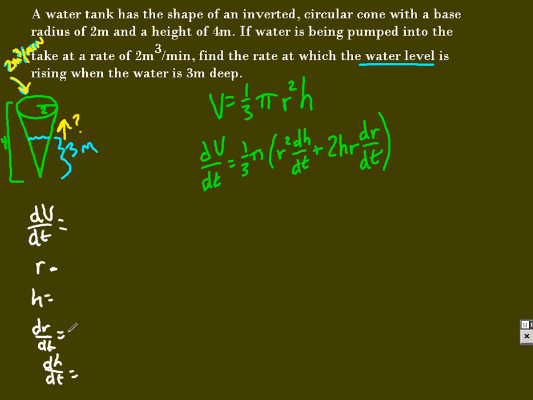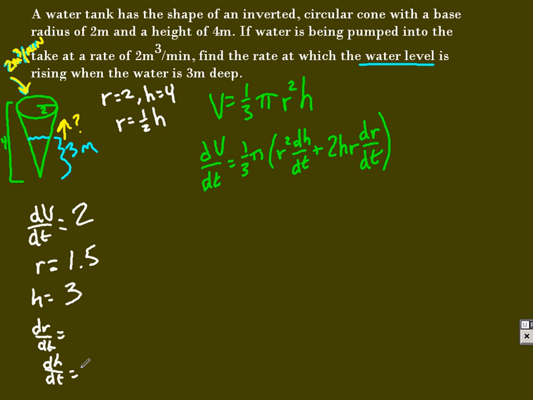Let's plug in and see what we can find out. With dV/dt, we said we have something going in at 2 meters cubed per minute. The radius, what is the radius at this time? Well, it said when the water level is 3, so we know the height is 3. Now how can I find what the radius is? That's the tricky part here. We're going to look based on what it was at the full level. When the radius is 2, that meant the height was 4. That meant that the radius is always 1/2 of the height. So the radius is 1/2 of the height. When the height is 3, the radius is 1.5.